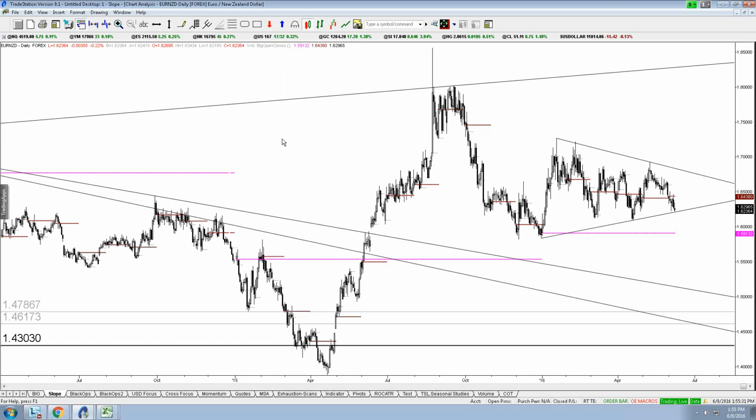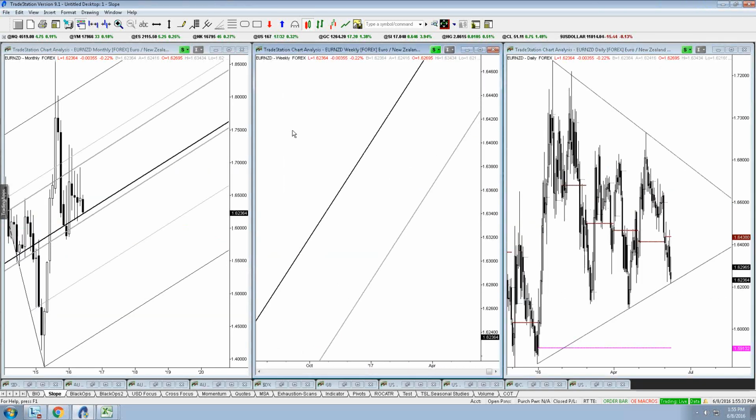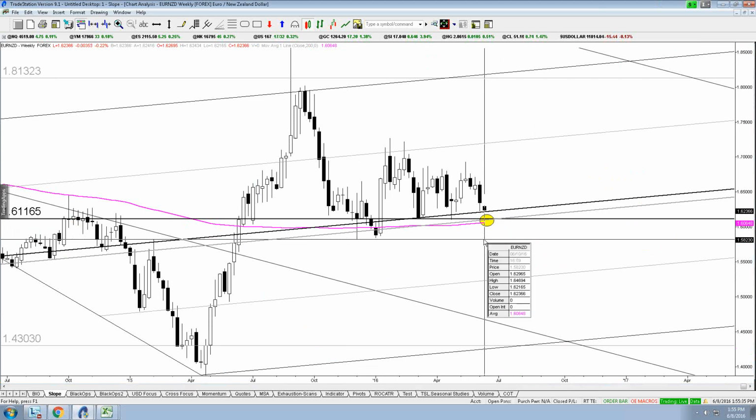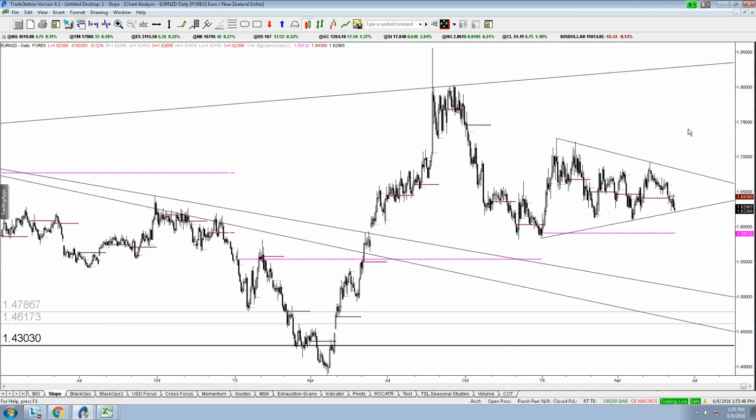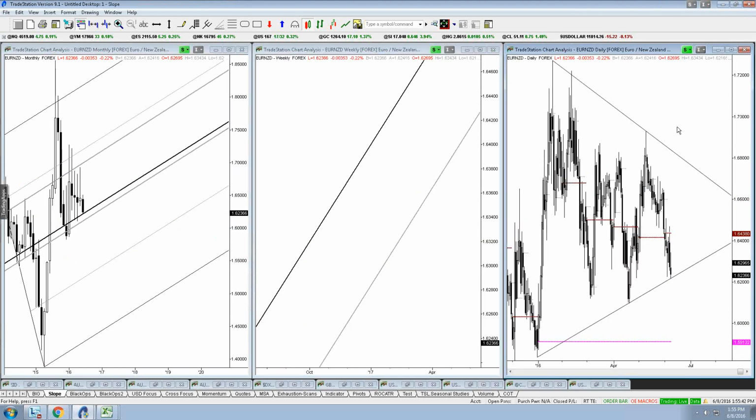Just be careful. So, my thing heading into this is that if we do break down, I'm going to act like it's a fake out until it closes down here. If there's a close, then great. Just be aware.